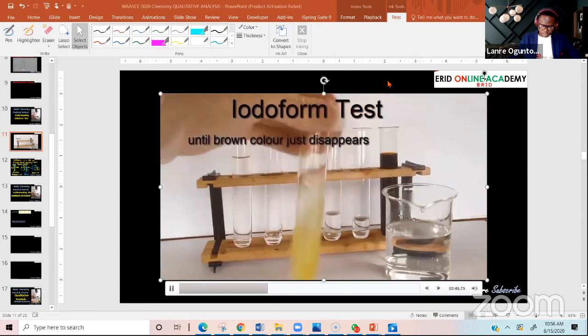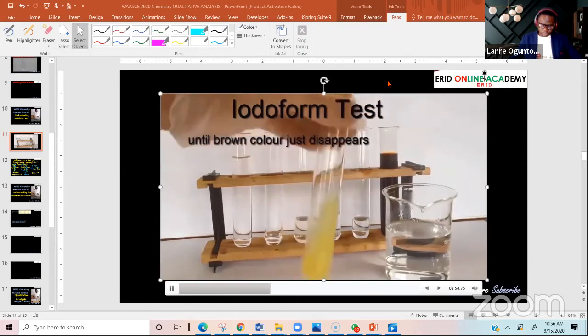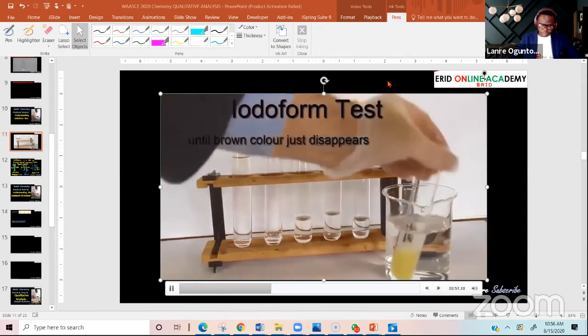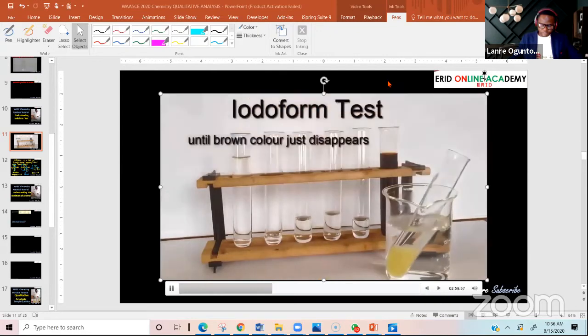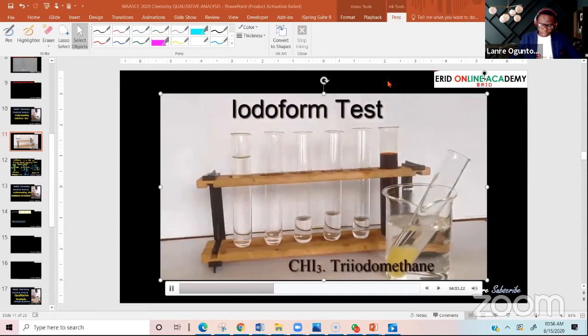If it's taking time, you may want to use a water bath. I'm going to put this into the water bath soon. I'll shake a little bit. If it doesn't change, I'll just put it into the water bath. Good. Then I will observe the formation of the yellow precipitate of the triiodomethane.